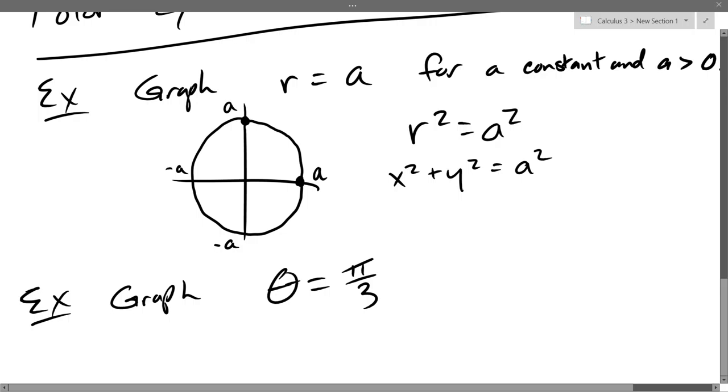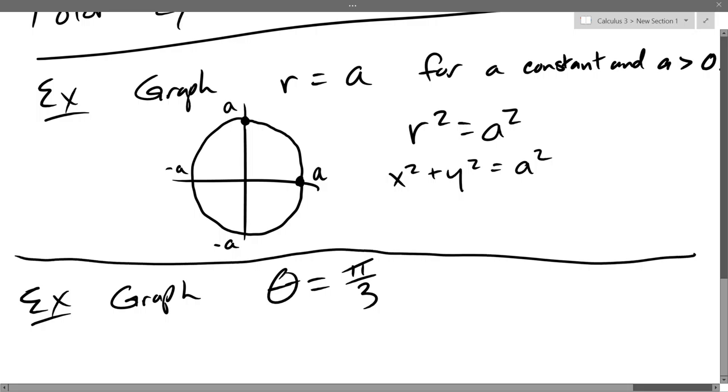All right, this is a separate problem. This has nothing to do with the previous problem. This problem says nothing about the radius. So what that means is the radius could be anything. Could be 0, could be positive, could be negative. So there's no restriction on the radius.